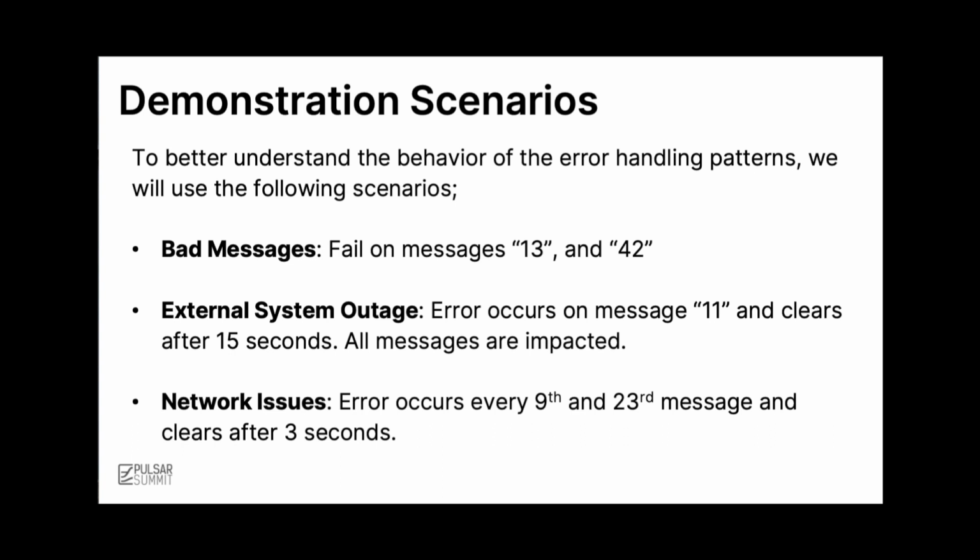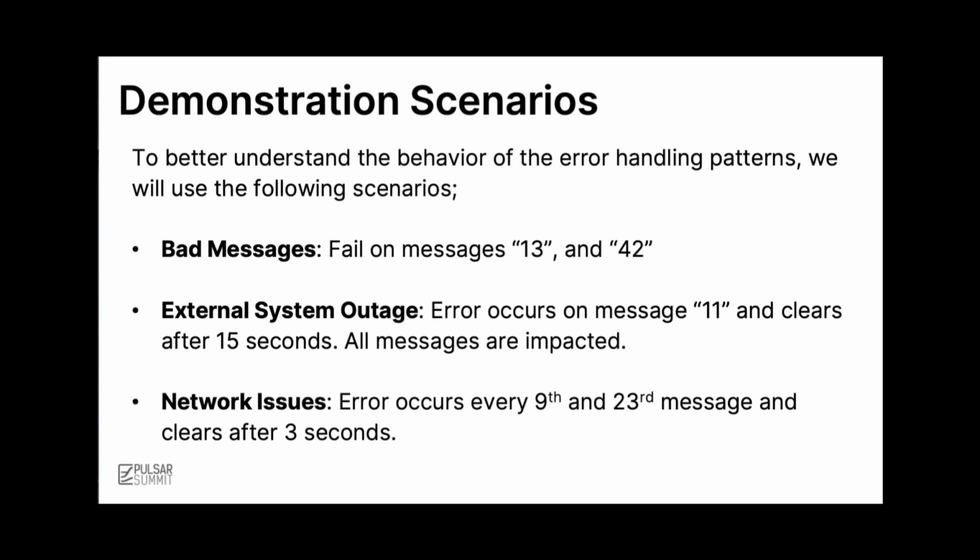So if messages come in with the contents of 13 and 42, we'll pass this through each one of these error handling patterns and see the results. How do the messages get processed? What's the net effect on the systems? Again, every time it sees a message with this value, it's just going to error out. Again, it's to mimic a bad or corrupted record.